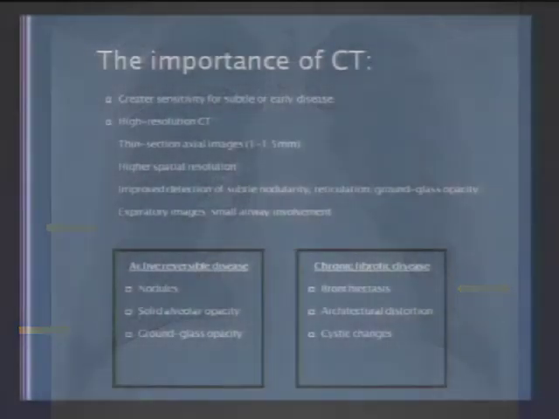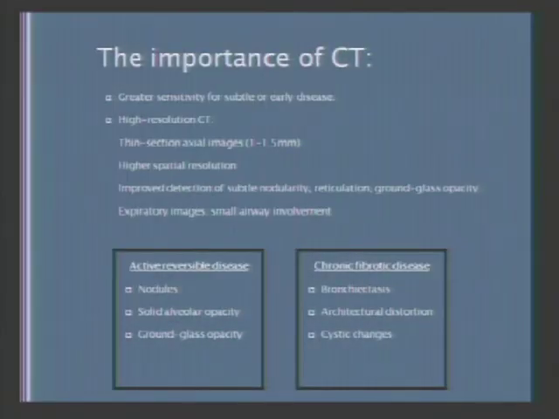So most patients go on to get CT, for better or for worse. It allows us much greater sensitivity for early disease or subtle disease, frequently using high-resolution protocol where we use thin section images. This can really help detect more subtle nodularity, ground glass opacity, reticulation, things you might not see so well on a standard chest CT.